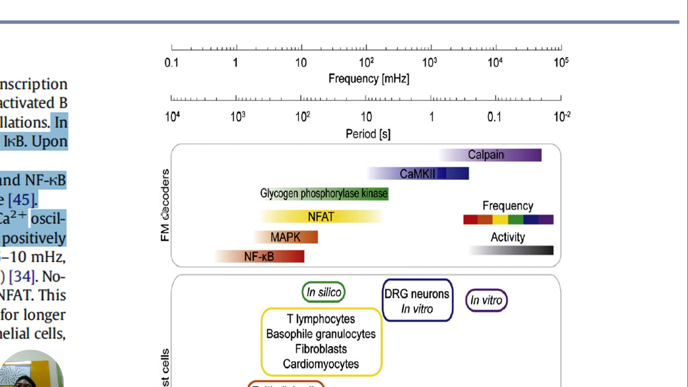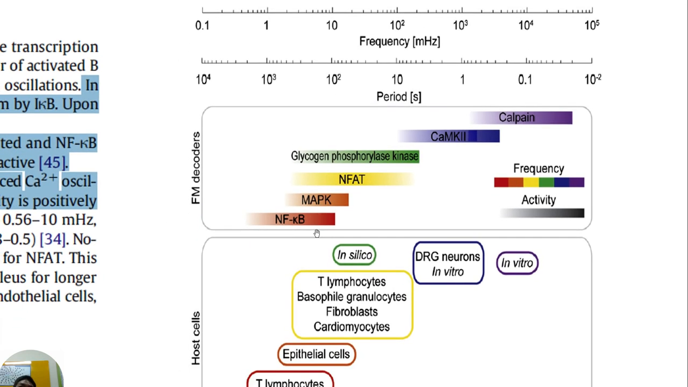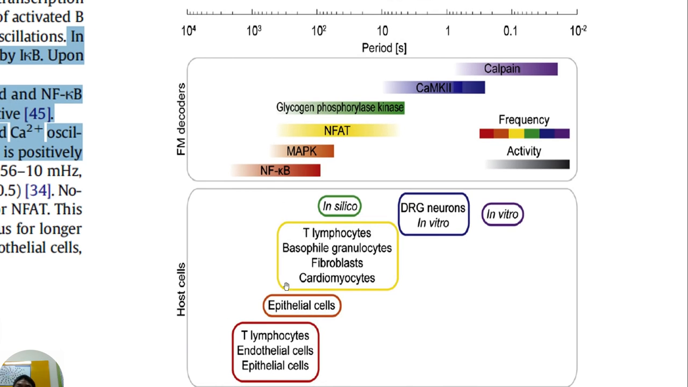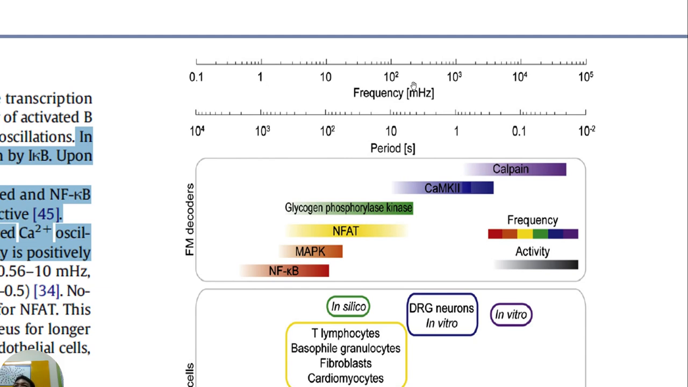And this frequency is decoded in this manner. High frequency is decoded by calpain, CaMK2 transcription factor, glycogen synthase kinase, NFAT, but low frequency, NF-kappa B, MAPK. Okay? So NF-kappa B is well known as a transcription factor for T cells and endothelial and epithelial cells. So when you measure calcium oscillation in T cells, the frequency is very low. 1 millihertz means one time per 1,000 seconds. Very low, very slow. But 1,000 millihertz means one time per 1 second.